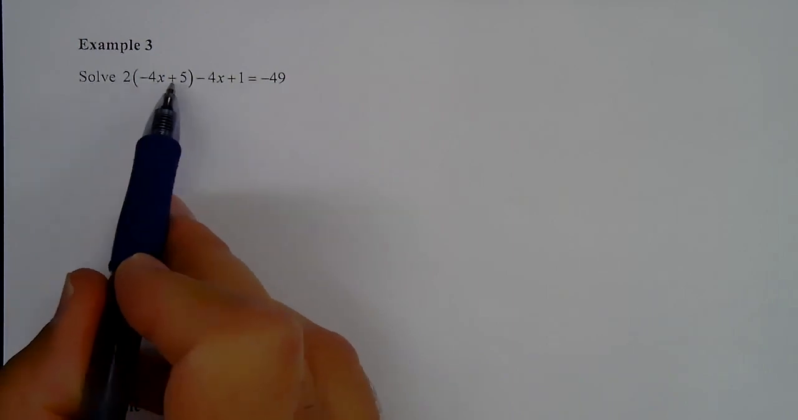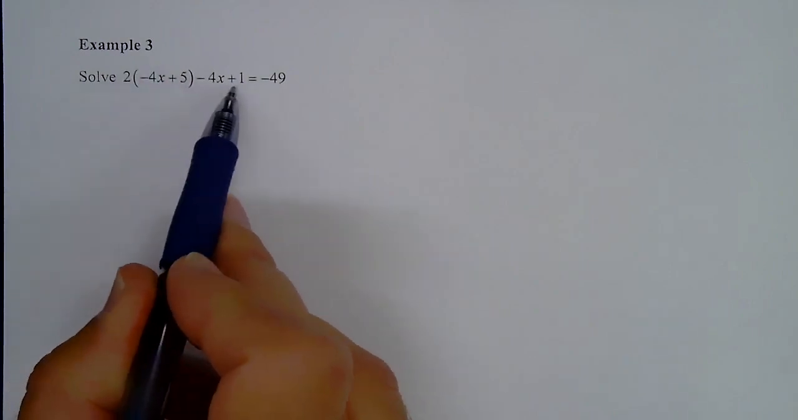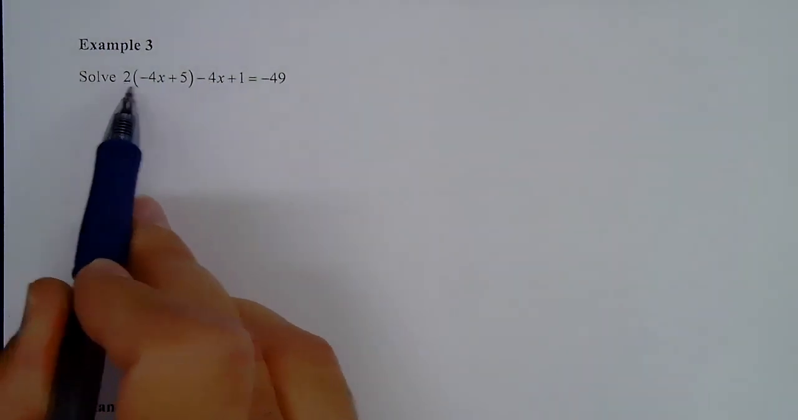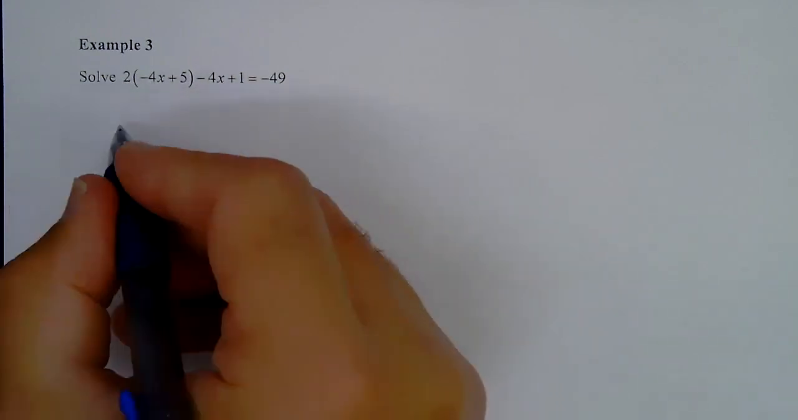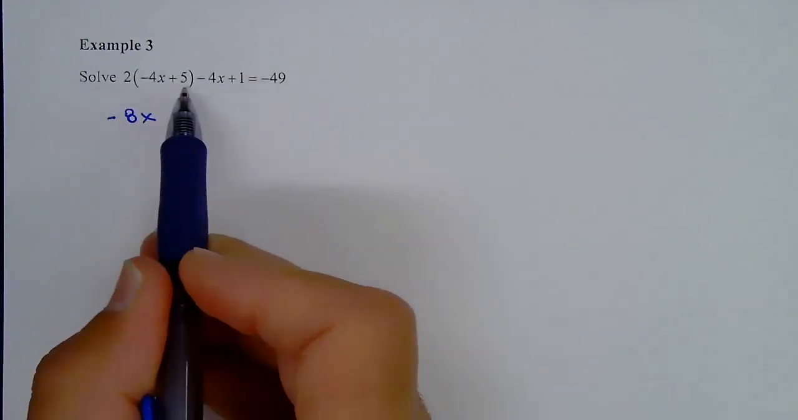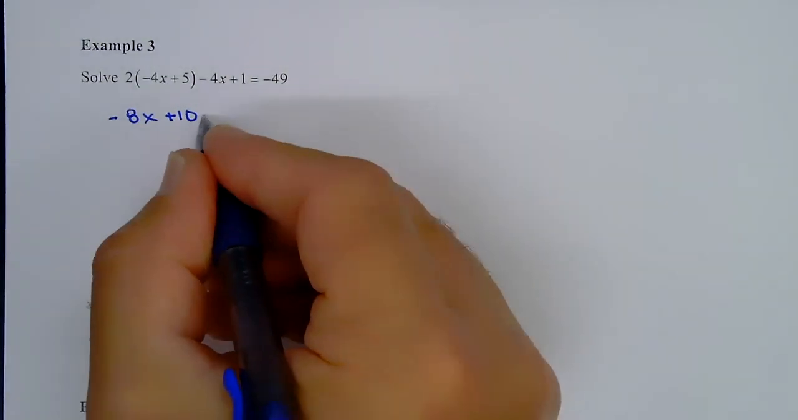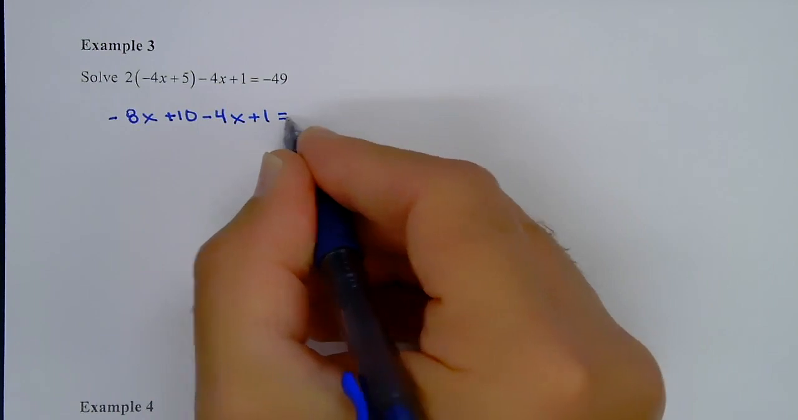So for this problem, we have this sum right here of -4x and 5 that we're adding together, okay? And we need to multiply that by 2, so that's distributive property. But then we also are subtracting 4x plus 1 from that product right here, okay? So the very first thing we want to do is distribute. So 2 times -4x, that would give us -8x. And 2 times +5 would give us +10. And then we're going to bring down, this is still the -4x, and the plus the 1 is equal to -49.